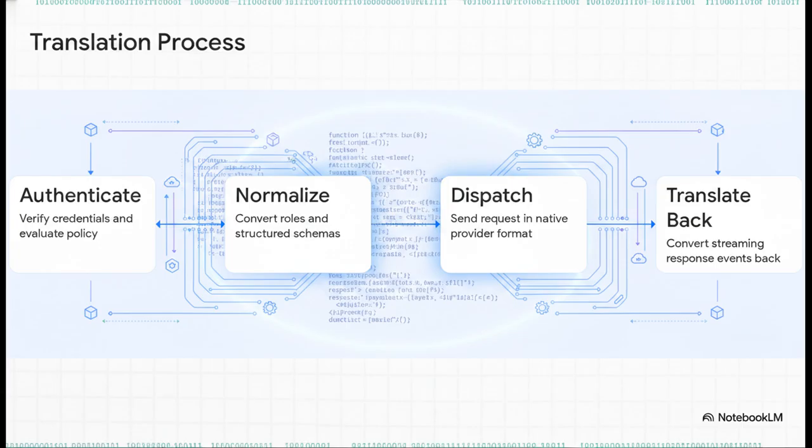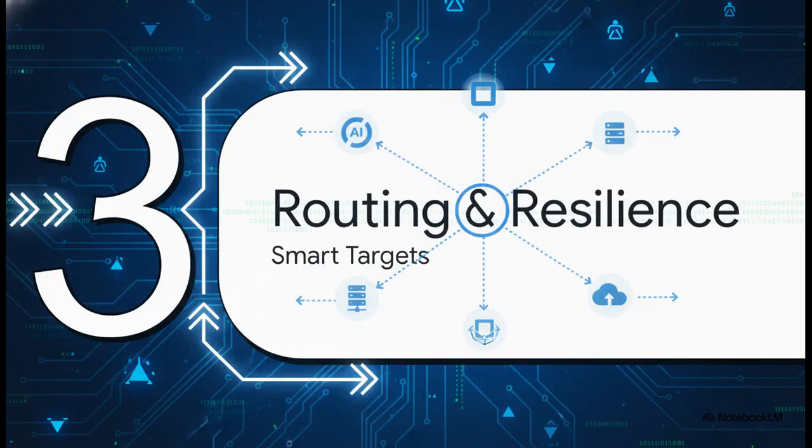And then, when the provider finally responds, that data just travels in reverse. The streaming events are translated right back into the format your client originally expected. The ultimate routing decision is hidden so perfectly behind this boundary that your client application has literally no idea which provider actually handled the request. So the request is translated. What's next? Stage 3, smart routing and resilience, where the system figures out exactly where to send it.